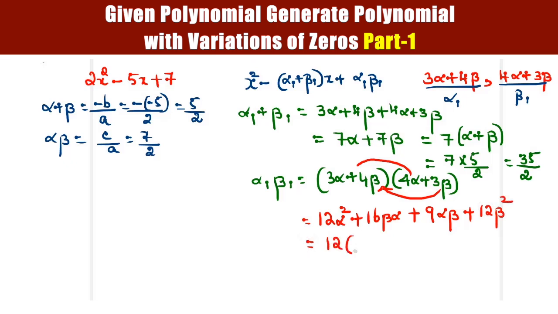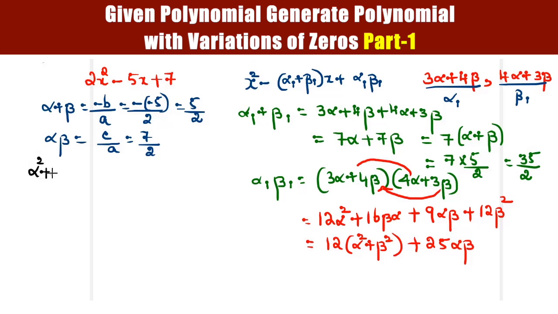Combine it like this. I'm going to take the 12 outside and keep this as alpha square plus beta square, plus 16 plus 9 is 25 alpha beta. Now, I know how to substitute the value of alpha beta because it is directly substitution. Now, let's calculate the alpha square plus beta square so that you can substitute here.